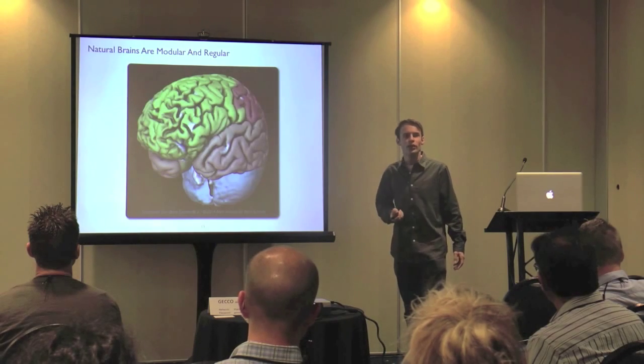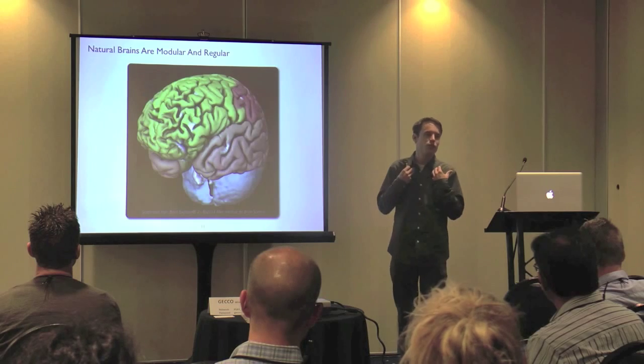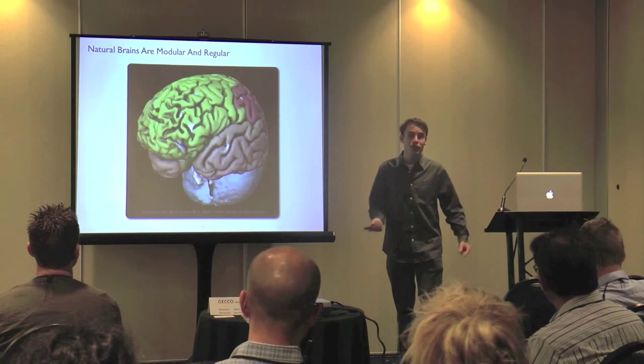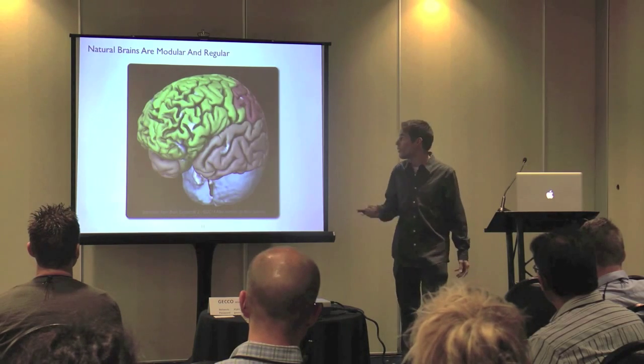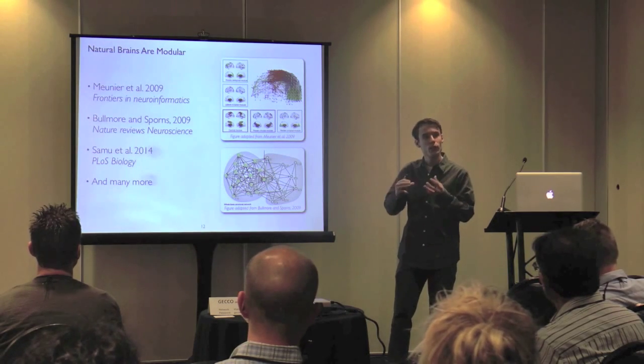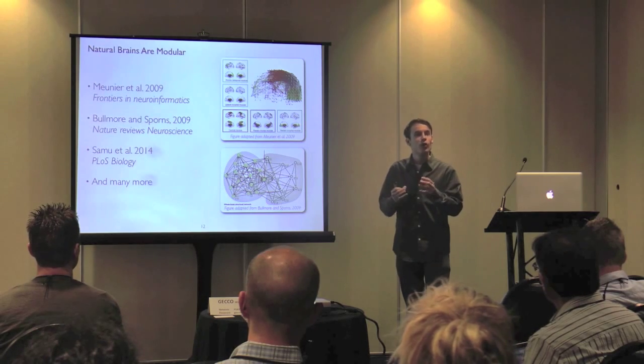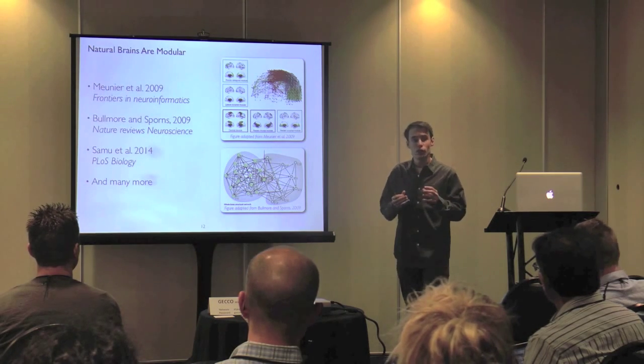So I said before that natural brains are modular and regular, but don't take it from me. Take it from the neuroscientists that actually study this kind of thing. When neuroscientists divide the brain up into regions and examine their connectivity, they often find these beautiful modular structures inside the human brain.